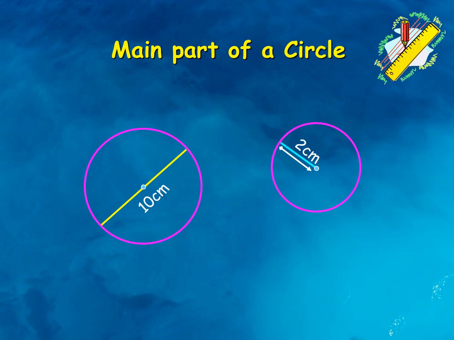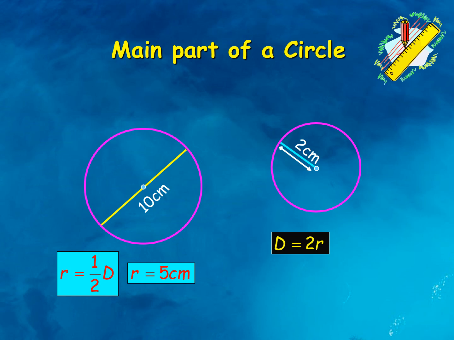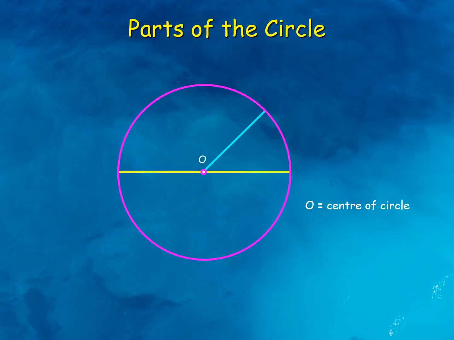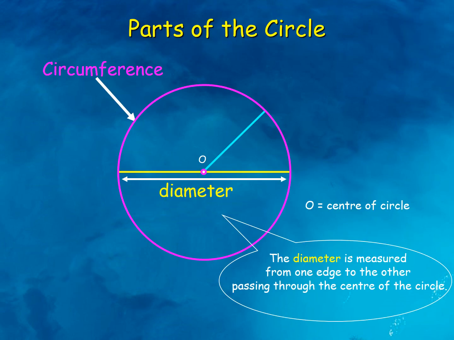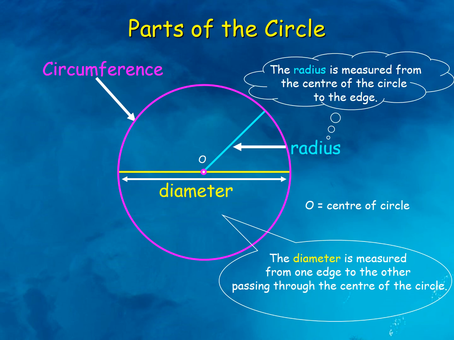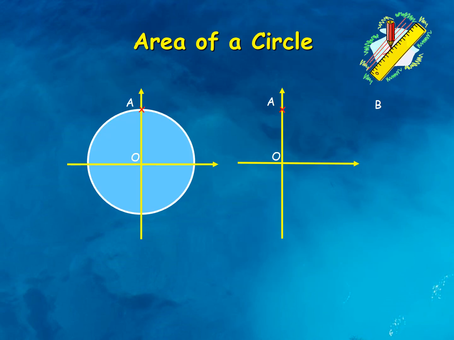So next, we know how we can find the radius if you know the diameter, and how you can find the diameter if you know the radius. And we know the center of a circle, and what the circumference, diameter, and radius are. All these things we discussed. Now let's move to the important part of this lesson, area of a circle.